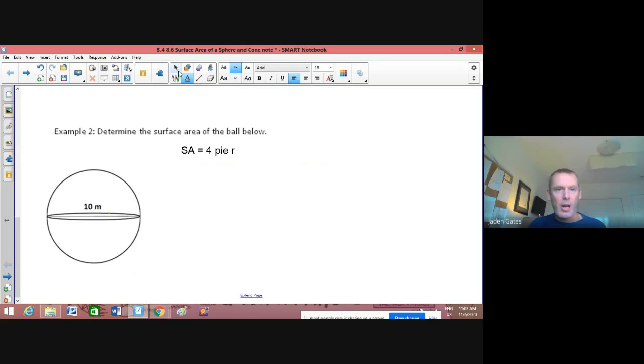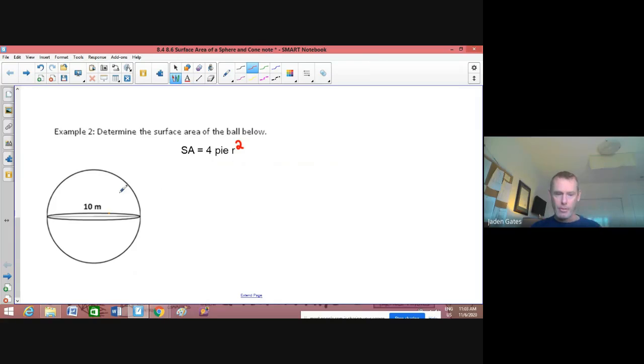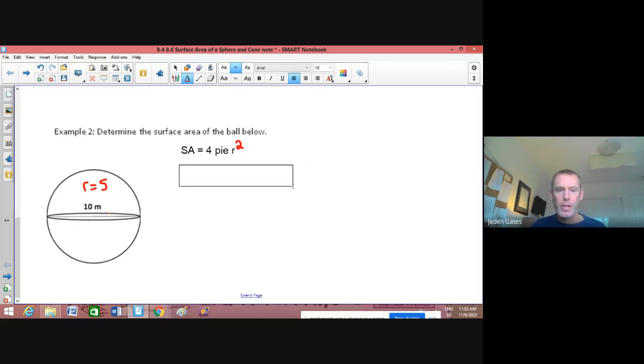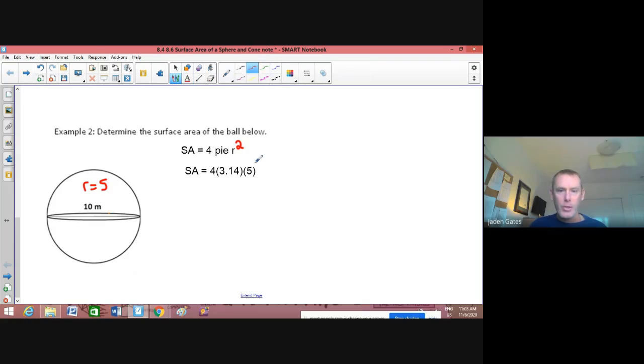All right, so we got 4 pi r squared. Anybody know what the catch is here? It's diameter instead of radius. You got it. All right, so our radius is going to be half of that, which is a 5. I'm just going to do the same thing, because that's the trick off the start, or the catch, I would say. So we get 4 times pi, which is our 3.14. And our radius is 5, and squared.